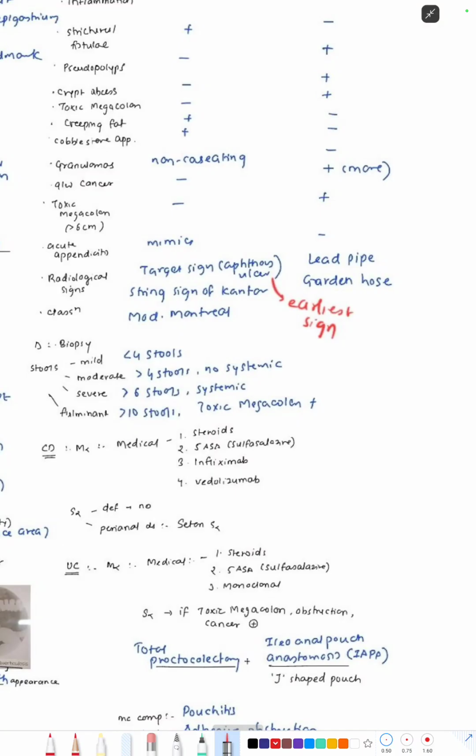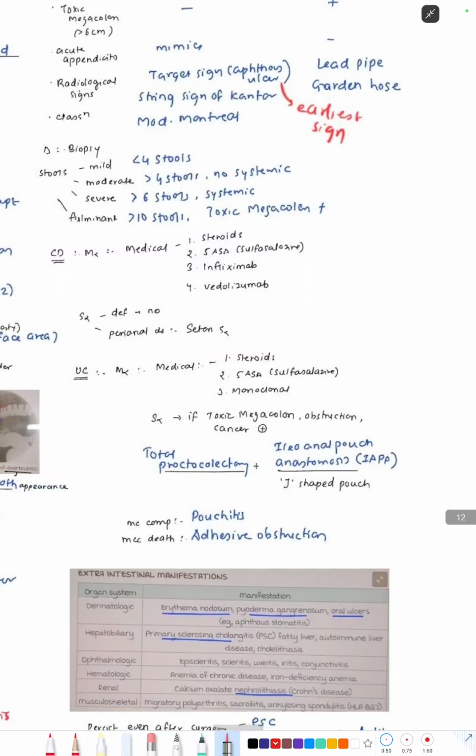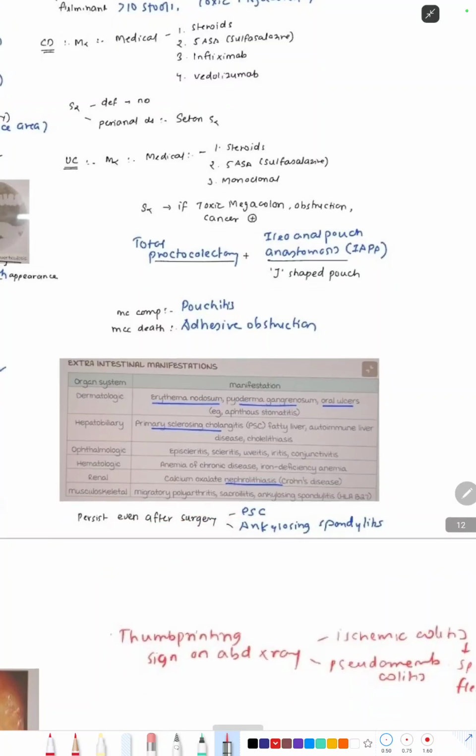Then ulcerative colitis. The medical management is steroids, 5-ASA derivatives, and monoclonal antibodies. Surgery can be done if toxic megacolon, obstruction, or cancer is present, and there is a definite surgery called total proctocolectomy along with IPAA, that is ileoanal pouch anastomosis, where a J-shaped pouch is created. The most common complication is pouchitis. Most common cause of death is adhesive obstruction.